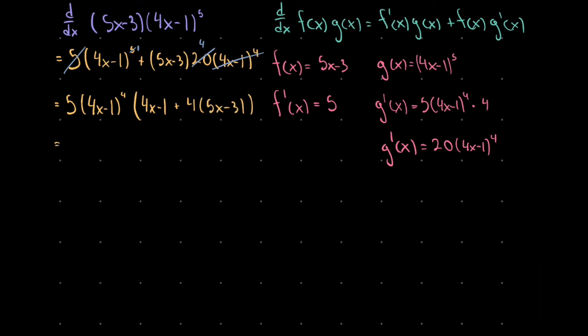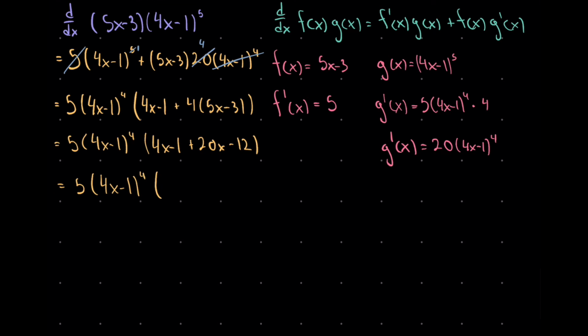If we reduce now, we get 5 times (4x minus 1) to the power of 4 times [(4x minus 1) plus 20x minus 12]. And finally, if we group like terms, we get our final answer. Here we have 4x plus 20x, so 24x, and minus 1 minus 12, minus 13. And so 5 times (4x minus 1) to the power of 4 times (24x minus 13). Let's move on to our final question.